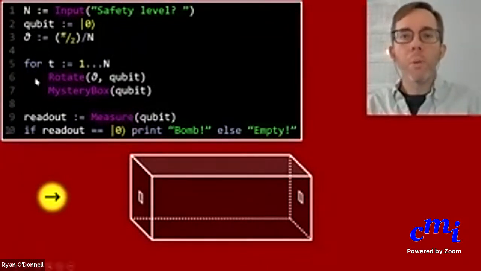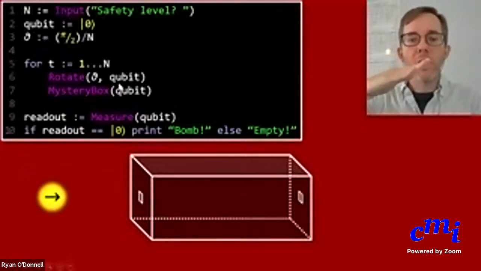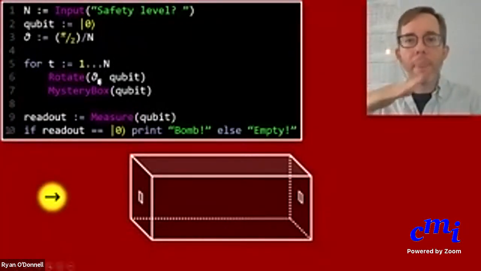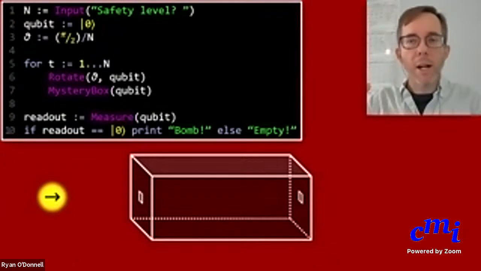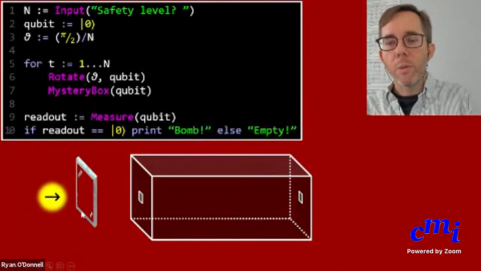Then we have a loop. We're going to do something n times. And what are we going to do n times? We're going to rotate the qubit a little bit by this theta, and then put it into the box. And then we're going to repeat this a bunch of times. We're going to rotate a little bit, put it into the box. Rotate the qubit a little bit, put it into the box. And so this is our rotation device.